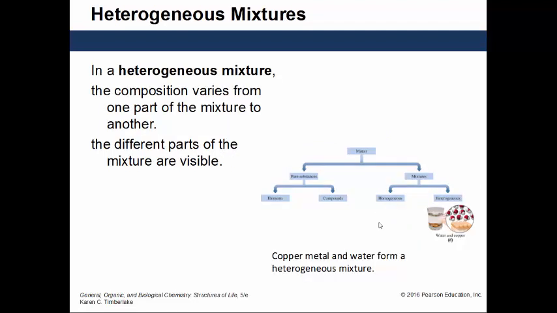All right, another type of mixture is called a heterogeneous mixture. Prefix hetero means different. So in this type of mixture, the composition will vary from one part of the mixture to the other, and the different parts of these mixtures are visible. The example that's given here is a glass of water and copper. You can see the water, you can see the copper. They are still mixed together, but you see the individual components that make up that combination.